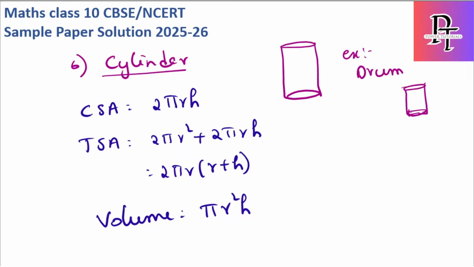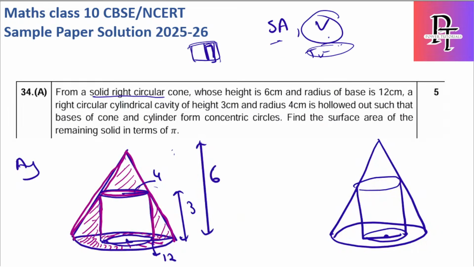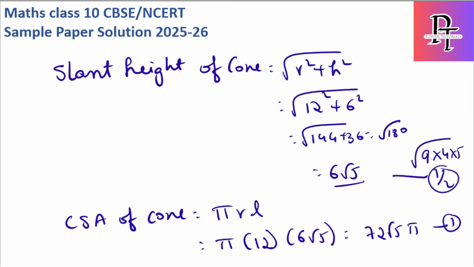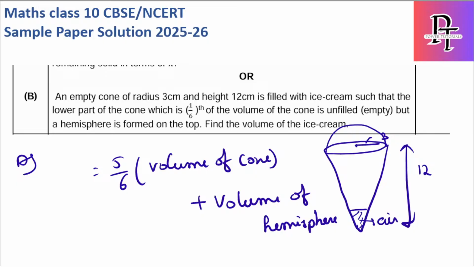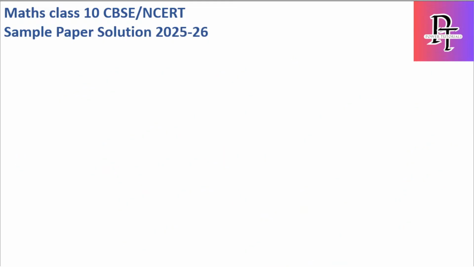Okay, and then the last one is cylinder. CSA 2 pi r h, TSA 2 pi r square plus 2 pi r h, or else 2 pi r into r plus h, and volume formula is pi r square h. So you have to remember all these formulas, and easily we can solve any question which is present in any question paper. Okay, so in this way the sample paper questions have been solved.